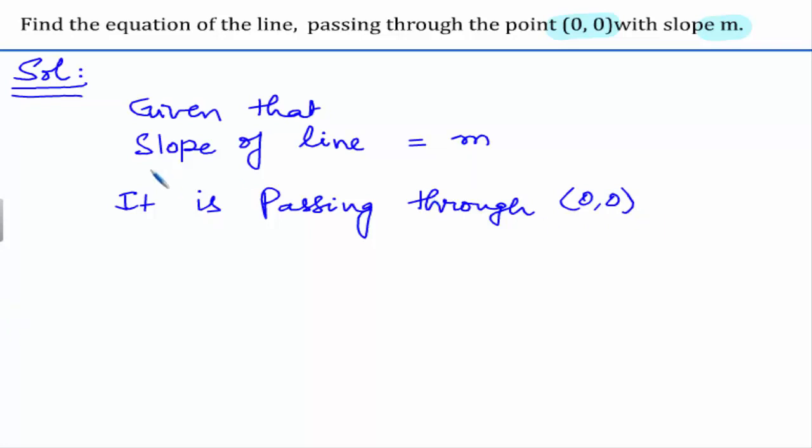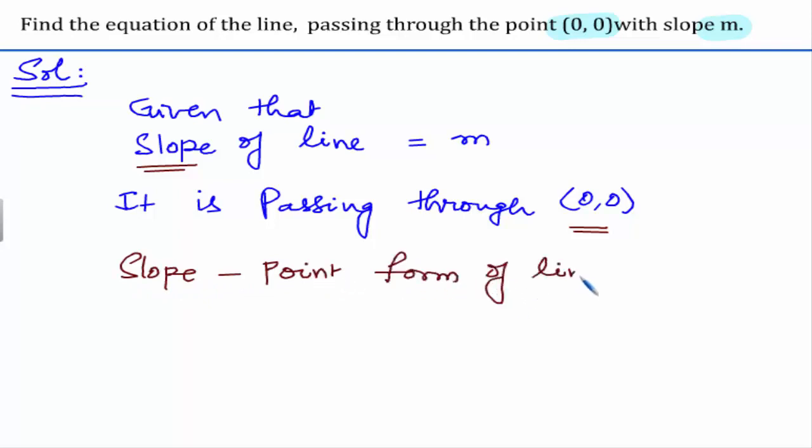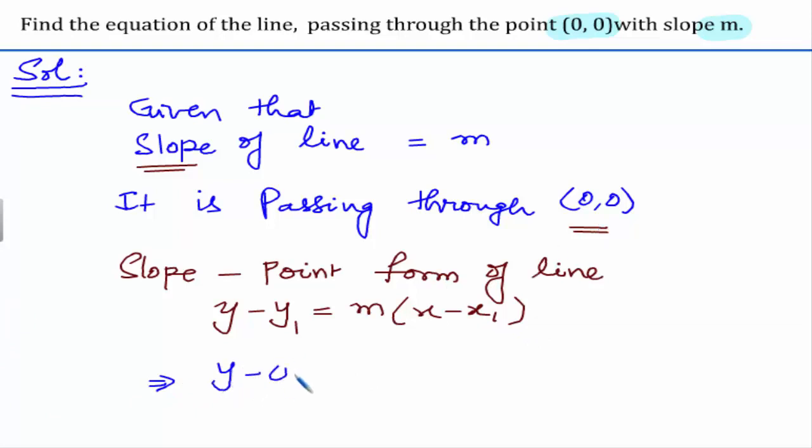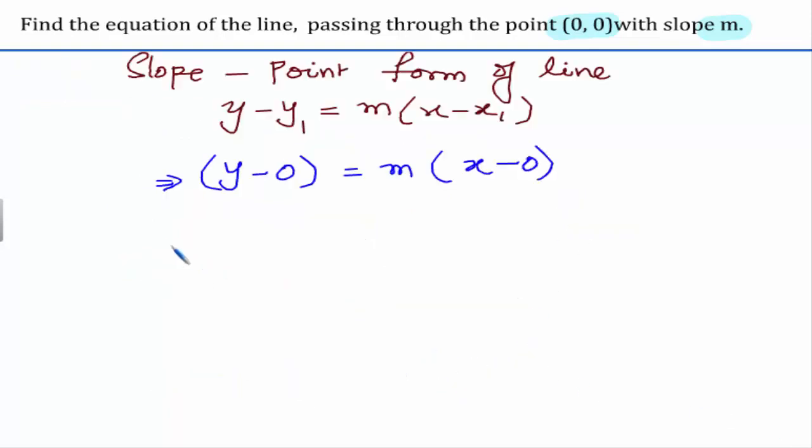Now here slope is there and a point is there. So which formula do we need to use now? That is slope point form of line. So let us recall that as y minus y1 is equal to m into x minus x1. Now let us substitute here: y minus, what is y1? 0. That is equal to m into x minus x1, which is 0. So this will give us y is equal to mx.